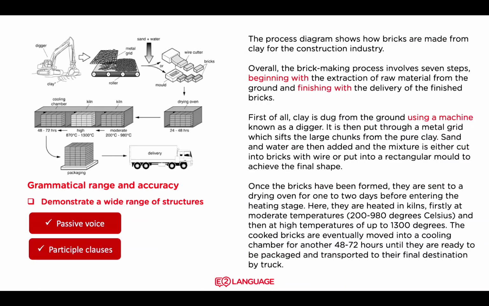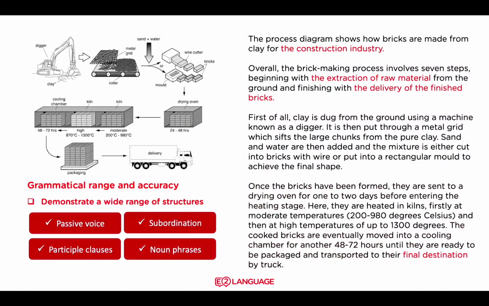We've also got some participle clauses, beginning with, finishing with, using a machine. And subordination, which is also a complex sentence, once, until. Subordination or subordinating conjunctions like this, once and until. The added benefit of these, they are also complex sentences, which is the next checkpoint for me. And they're also noun phrases. Things like this: the construction industry, the extraction of raw material, the delivery of the finished bricks, final destination.